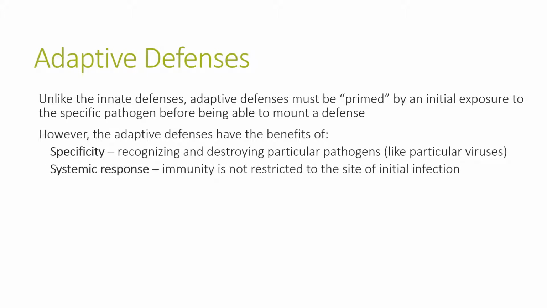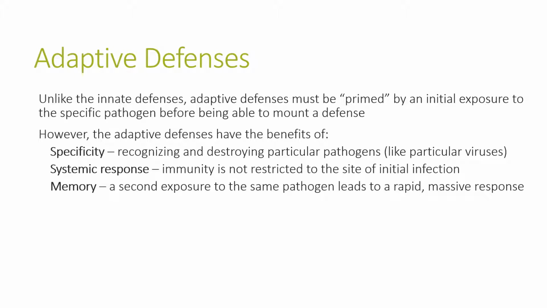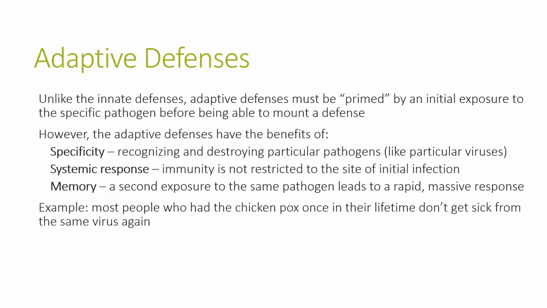They're also systemic, that is, the immunity is not restricted to the site of the initial infection, like we see for most of the innate kinds of defenses. And adaptive defenses show a type of memory. That means that a second exposure to the same pathogen leads to a rapid, massive response. For example, most people who had the chicken pox once in their lifetime don't get sick from that same virus again because the memory of their adaptive defenses allows them to initiate a very rapid, massive response to prevent a spreading of the chicken pox virus.